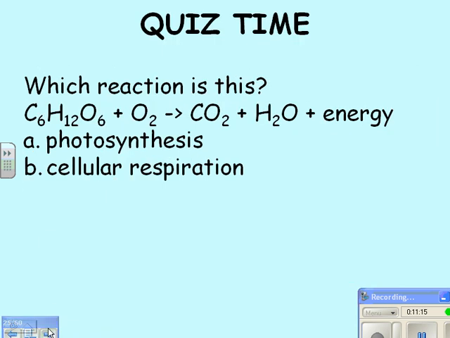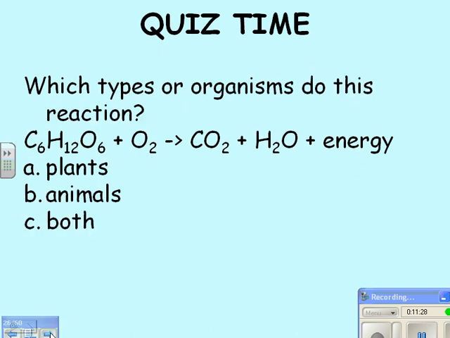Which reaction is this? So is this photosynthesis or cellular respiration? So you take glucose and you break it down. If you're breaking down glucose, oh, I do that. That must be cellular respiration. Which types of organisms do this? Let's see, glucose, and here's my arrow. So breaking down glucose, oh, I do that when I eat. So which types of organisms do that? So is that just animals, or do plants ever break down the glucose they make? The answer is plants do it too, so that would be both.